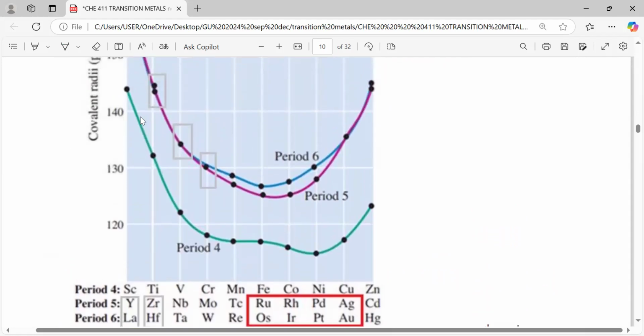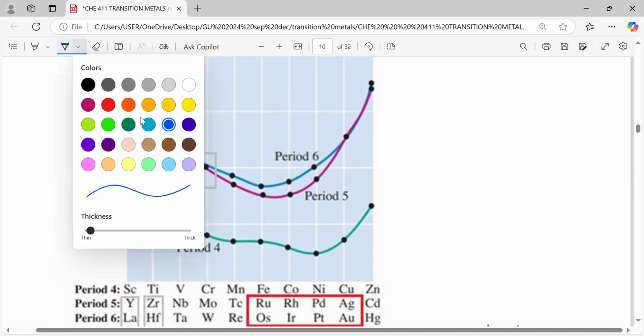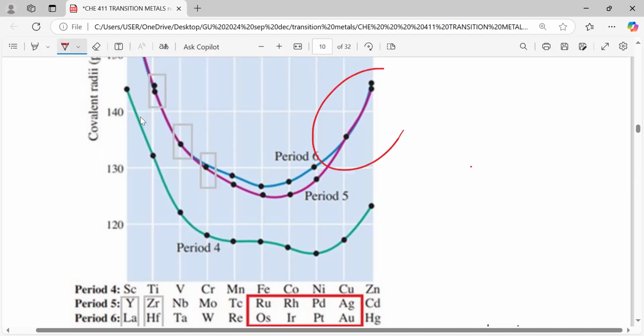So you can see period 5, maybe a pen will be easier for you to see, and maybe I use red. These two, period 5 and 6, if we compare one corresponding group, for example, that group where you have iron, ruthenium, and osmium, what do we see? We see that iron is the one that is in period 4.